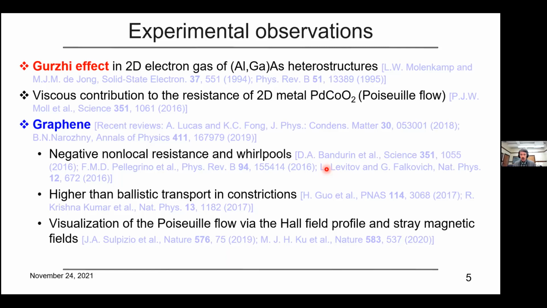First signatures of electron hydrodynamics were observed only relatively recently, in the 1990s, by de Jong and Molenkamp. In particular, they were able to observe the so-called Gurzhi effect, which is a decrease of the resistivity with temperature in the hydrodynamic regime. Well, in short, it could be explained as follows.